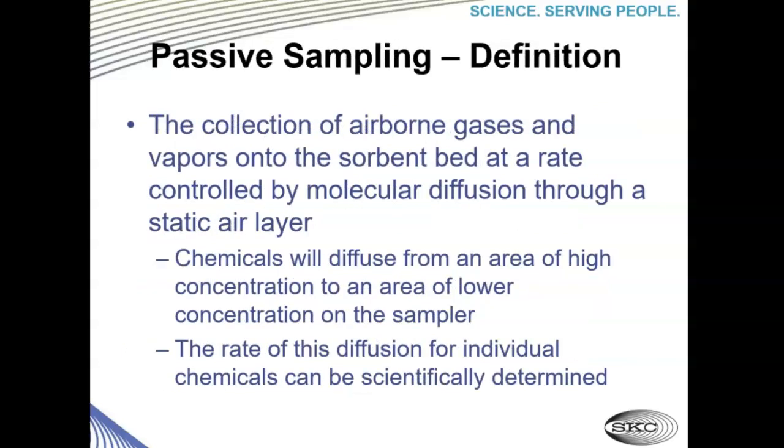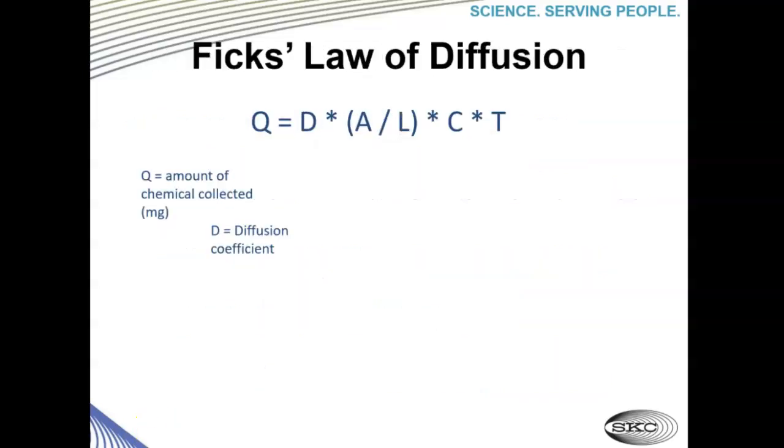A definition: passive sampling can be defined as the collection of airborne gases and vapors onto the sorbent bed at a rate controlled by molecular diffusion through a static air layer. What does this mean? Chemicals will diffuse from an area of high concentration to an area of lower concentration on the sampler, and the rate of this diffusion for individual chemicals is the diffusion coefficient. This is a chemical property unique to the gas or vapor being sampled.